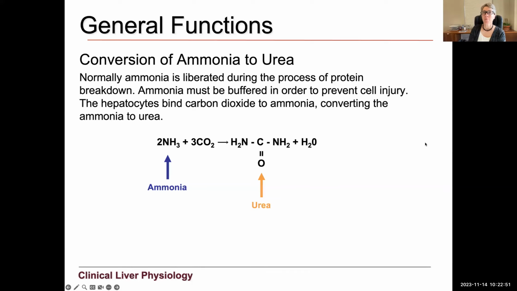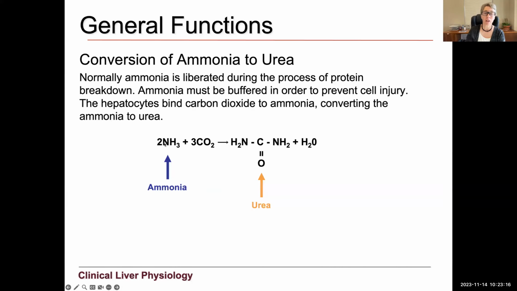Another function of these amazing hepatocytes, all these functions are occurring with the hepatocytes, is the conversion of a molecule called ammonia to another molecule called urea. Now, you've already talked about urea. Urea is a molecule that is filtered in the kidneys and then excreted in the urine. Well, urea came from ammonia.